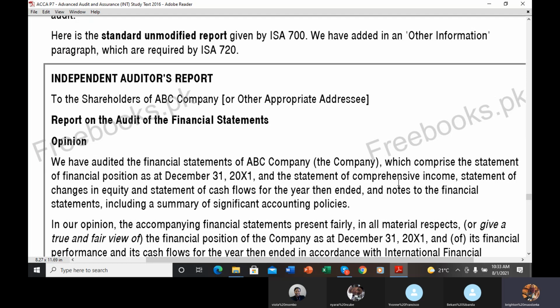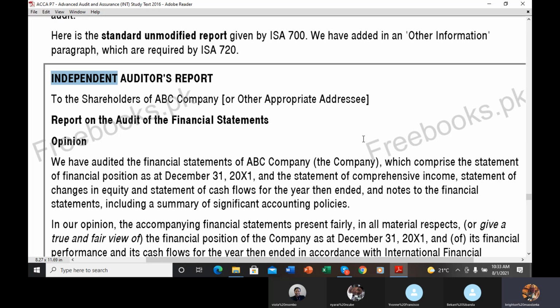So now I'm going to highlight. You see, this is a report example. The first thing, the heading: the report should clearly indicate that it's a report from an independent auditor. It's an independent auditor's report. All reports should clearly indicate that these are reports from an independent auditor, as indicated here.